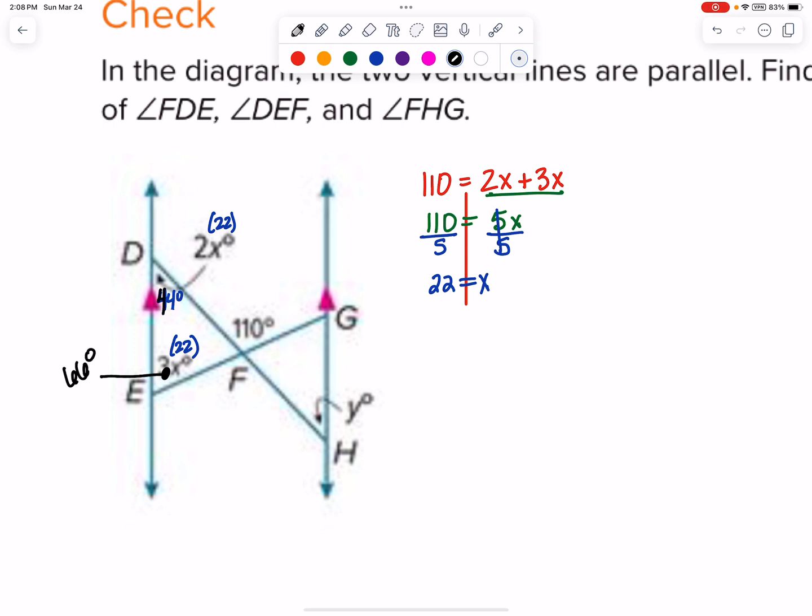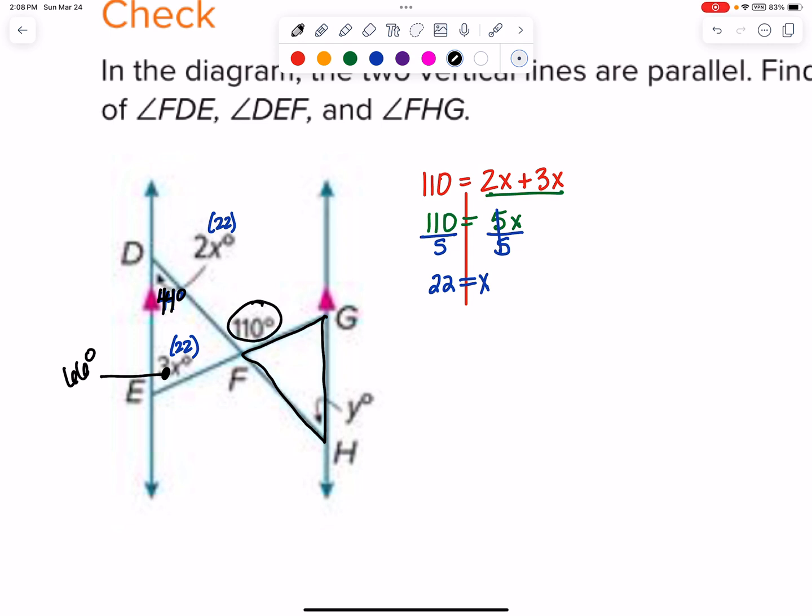Okay, I'm going to change this to 44 degrees in black. Okay, so I figured out those two. Now we need to figure out the y. Okay, so let's go ahead and look. If I look at my triangles here, I see this triangle, and I see my exterior angle right here. So what do I know is true?